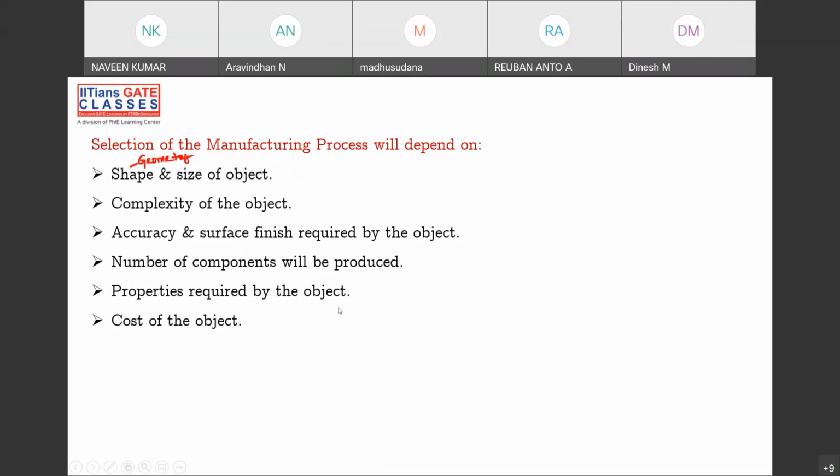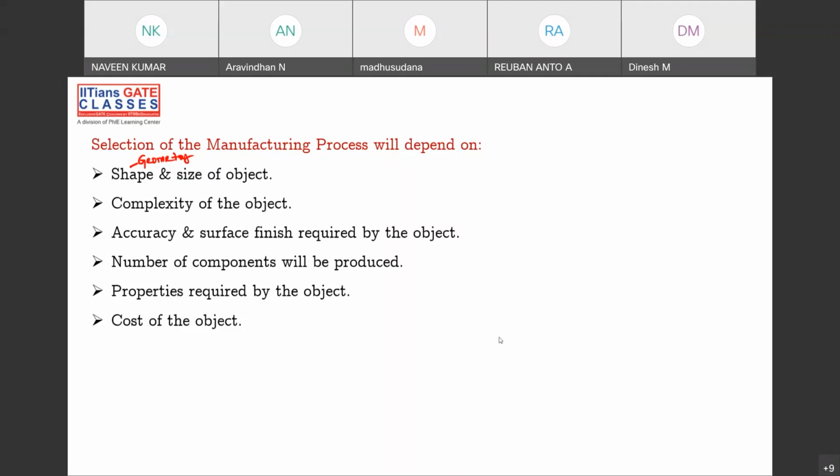Okay, the number of components that you are going to manufacture. If it is mass production, say 1 lakh items in a single week, you want to produce 1 lakh bolts, how are you going to do it? Machining is difficult. You can produce bolts by using forming also. So instead of going for machining, I'll go for extrusion, and then I'll produce the bolts.